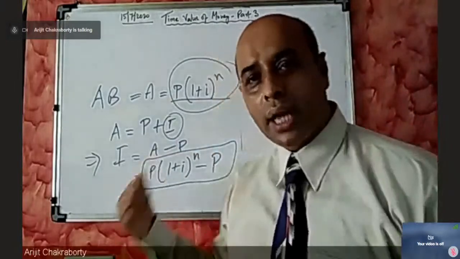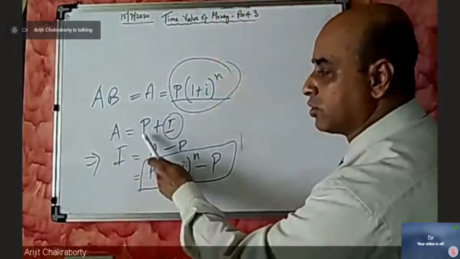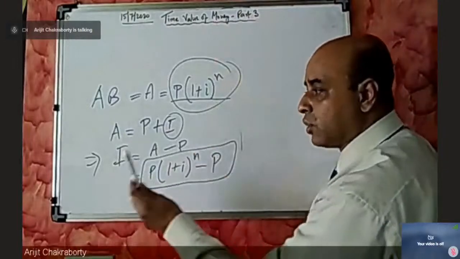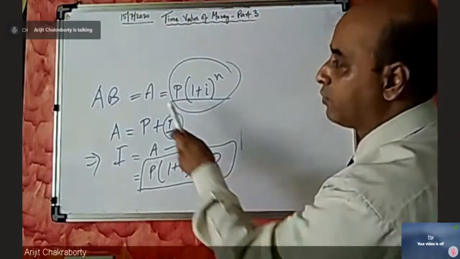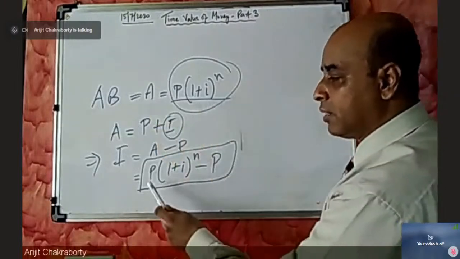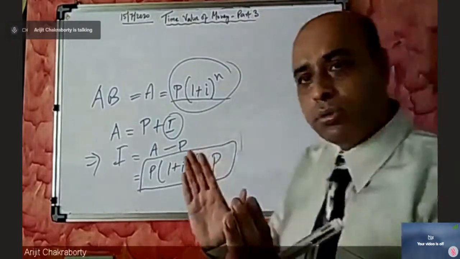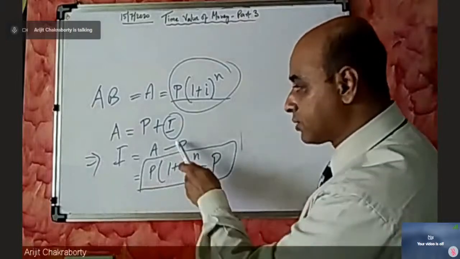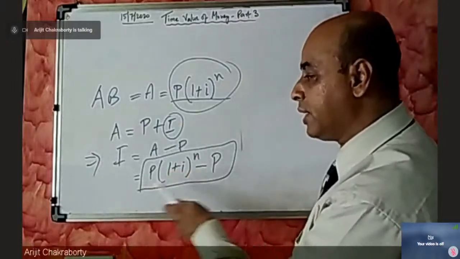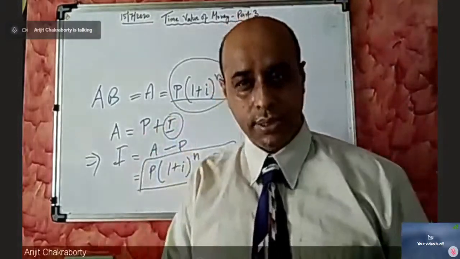I discussed it in the last day. Once again, Anupam, I hope now you are clear. Amount is equal to principal plus interest. So interest is equal to amount minus principal, right? And we have seen the amount is this, principal into (1 + i)^n. This is the amount. And we need to find out the interest. So I deduct the principal. This minus P comes here. So this gives you the formula of the compound interest, right?